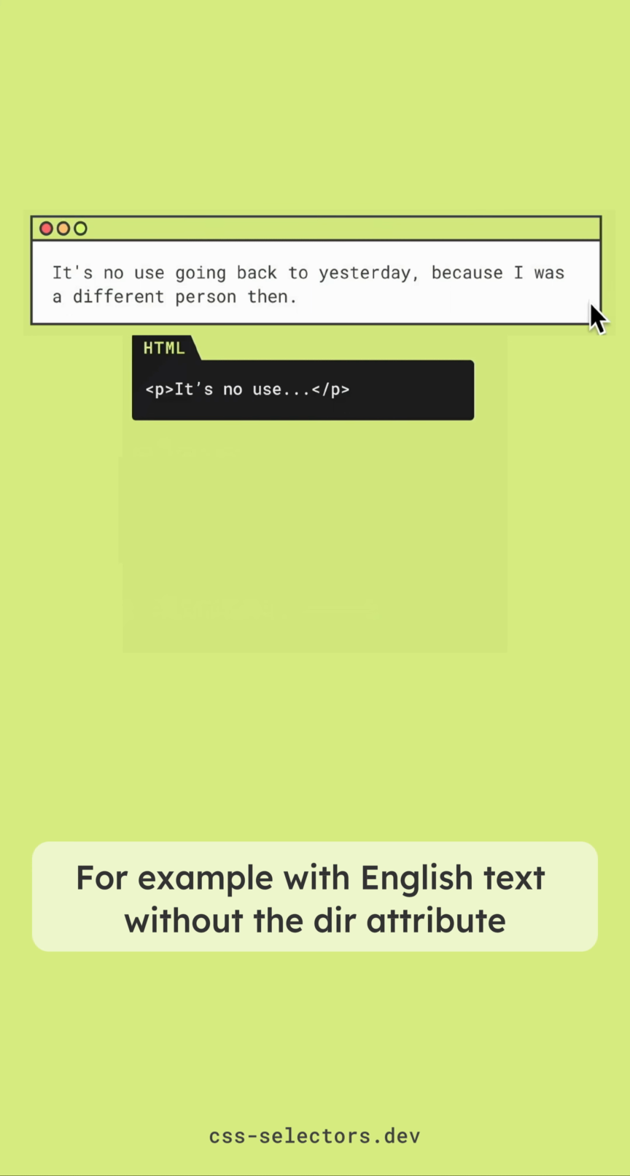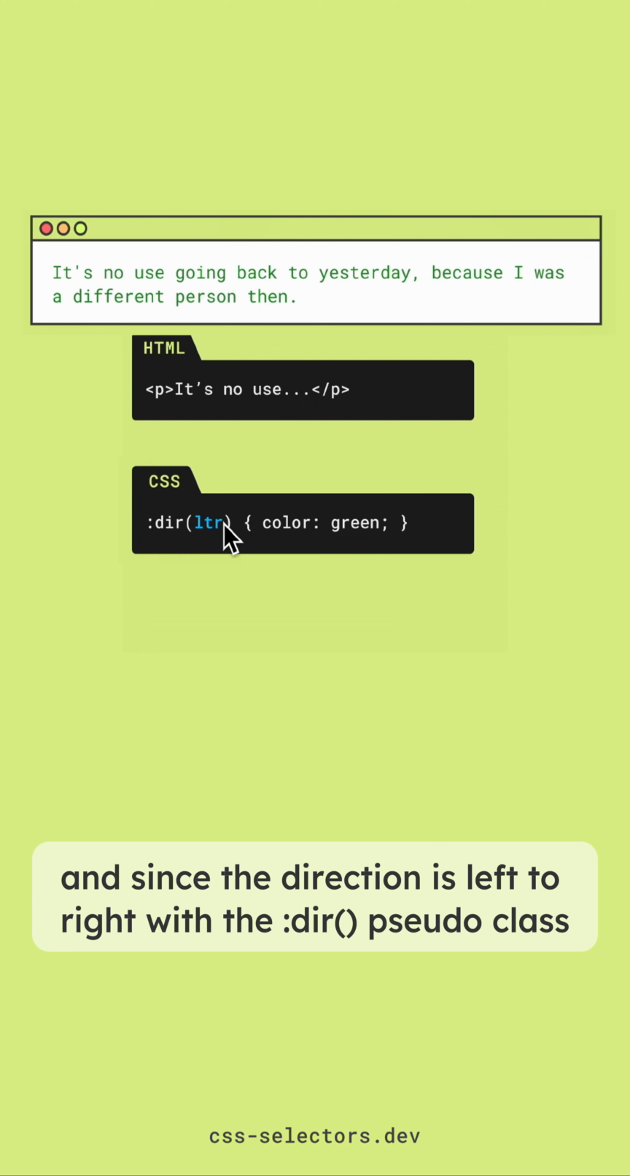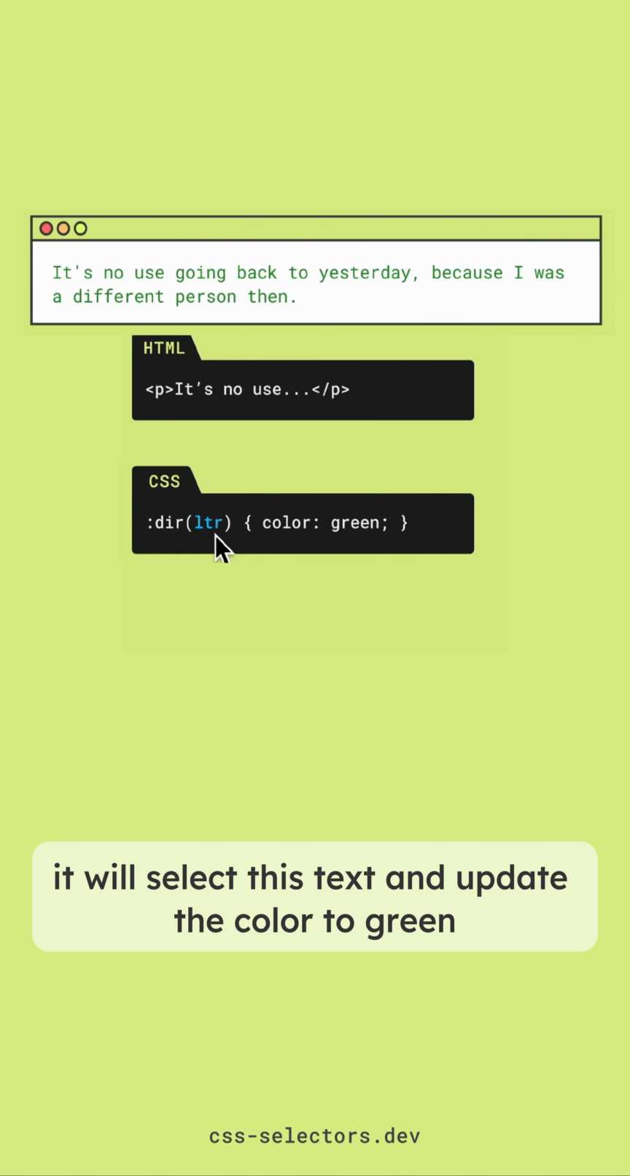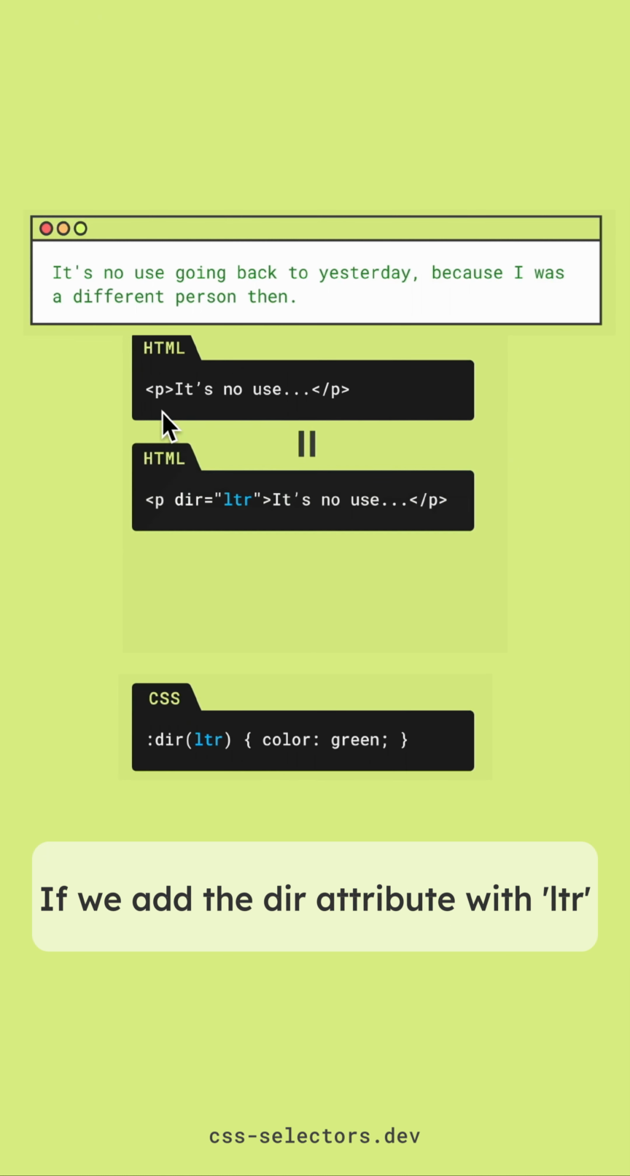For example, with English text without the dir attribute, the direction is left to right. And since the direction is left to right, with the dir pseudoclass set to LTR, it will select this text and update the color to green even if no dir attribute is defined in HTML. If we add the dir attribute with LTR, the text will still remain green.